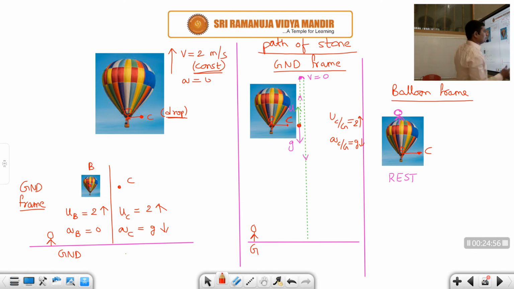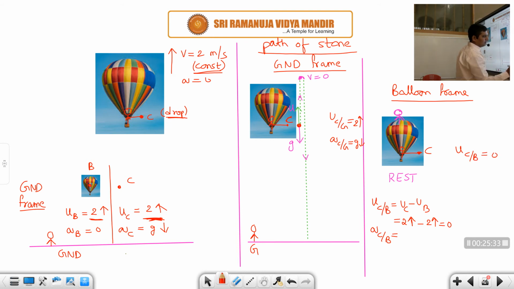For that, what we need, students, are the velocity of the coin with respect to the balloon and the acceleration of the coin with respect to the balloon. The velocity of the coin with respect to the balloon is the velocity of the coin minus the velocity of the balloon. What is the velocity of the coin, students? We go to the ground frame, that is why we wrote it initially: 2 meters per second upwards. What is the velocity of the balloon? Again 2 meters per second. So that is equal to 0. The initial velocity of the coin with respect to the balloon is 0.